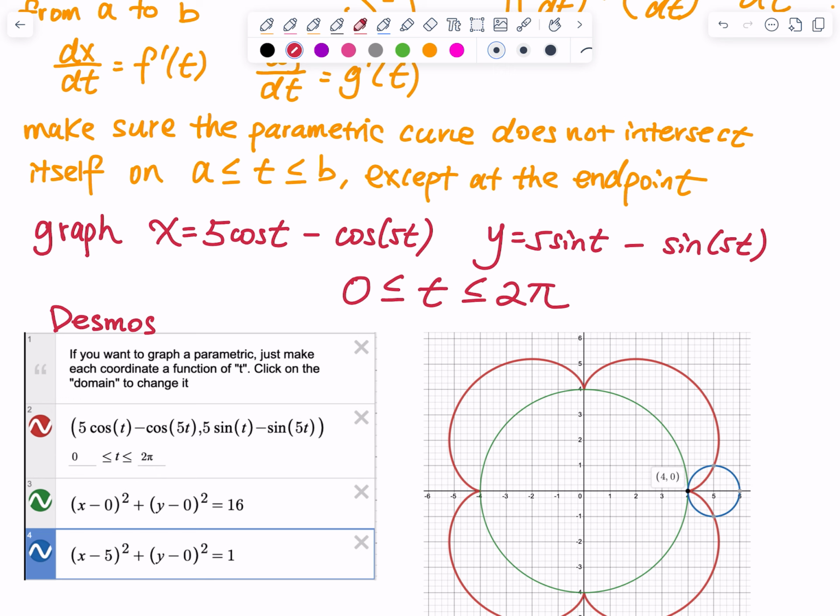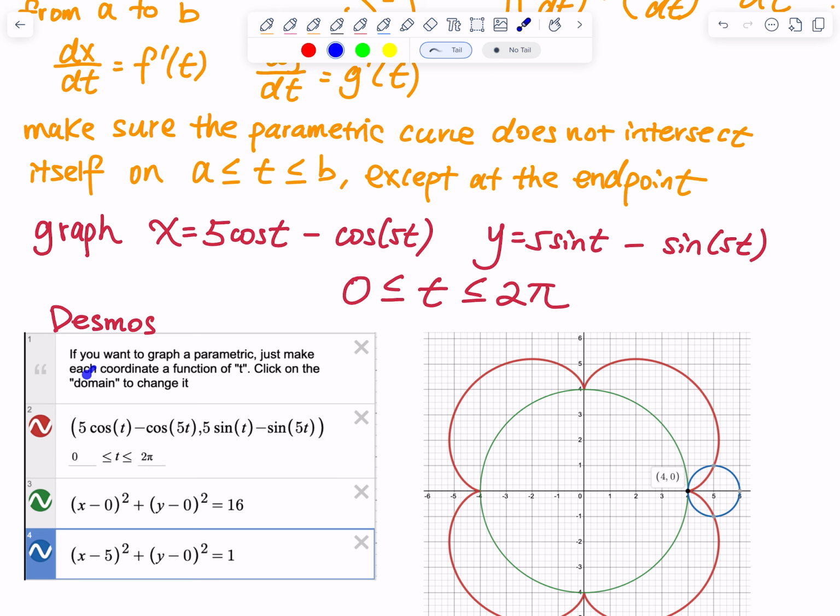Normally, we just type y equals some x or y equals some y, right? So if you want to graph a parametric, just make each coordinate a function of t and then click on the domain to change it. What I did was I start from a parenthesis and I don't type x equals. I don't type y equals. For the x, I just type what x equals to, followed by a comma, and then type what y equals to, in one parenthesis.